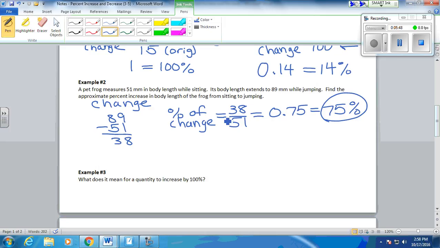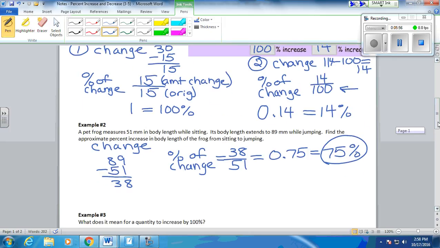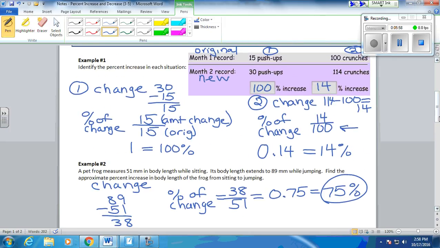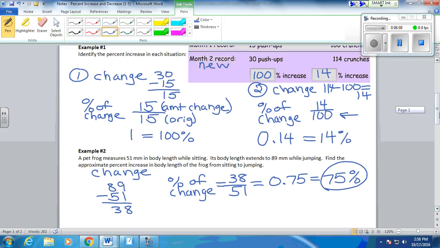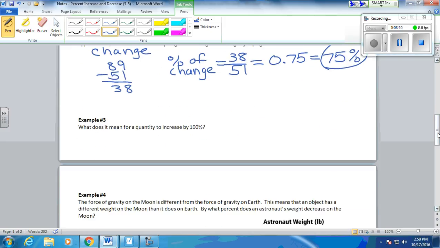Question number 3 goes on to say, what does it mean for a quantity to increase by 100%? Well, we've already had an example like this. If we go back to number 1, the original record was 15. For month 2, it went up to 30 push-ups, and that was a 100% increase. Well, how do you go from 15 to 30? You double. So what does it mean for a quantity to increase by 100%? It would mean that it doubles.